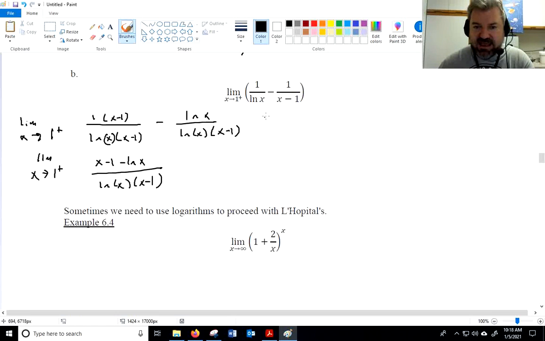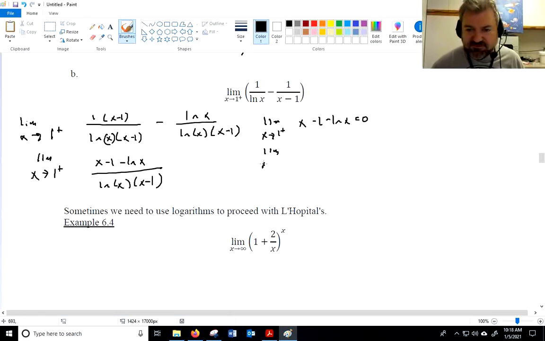All right, so let's take the limit now of the numerator. The limit as x approaches 1 from the right would be 1 minus 1 is 0, and the natural log of 1 is 0. So that's 0 minus 0, which is 0. So the numerator's limit is 0. What about the denominator? Well, let's see here. We got natural log of x times x minus 1. The natural log of 1 is 0, and 0 times 0 is 0. So by L'Hopital's, we should be able to do something about this.